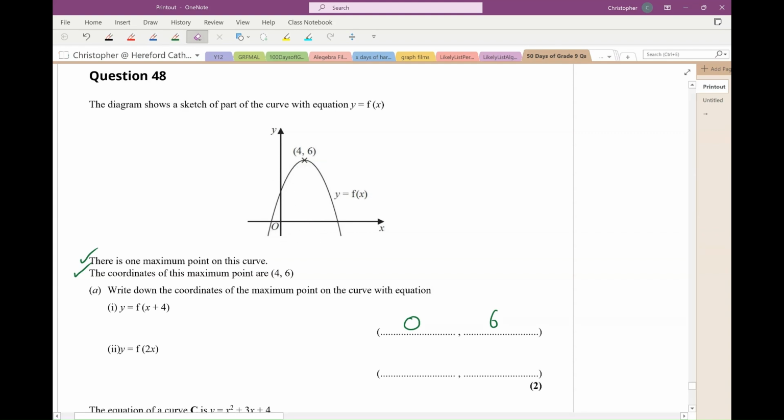What about this one? y equals f(2x). This is going to mean that instead of the maximum being when x is 4, the maximum is going to be when x is 2, because 2 times 2 gives me the 4. So it's going to be at (2, 6).